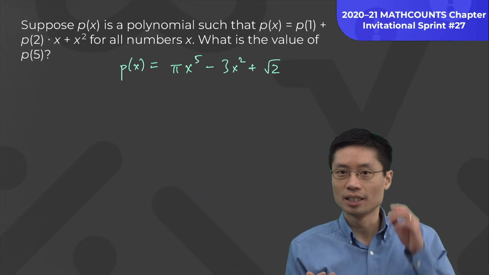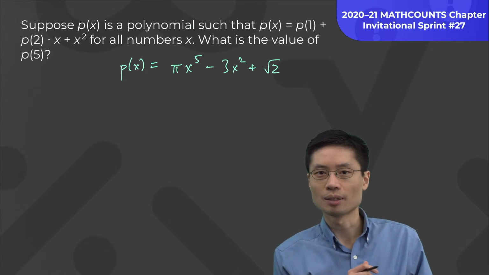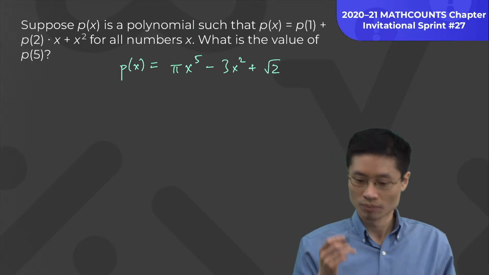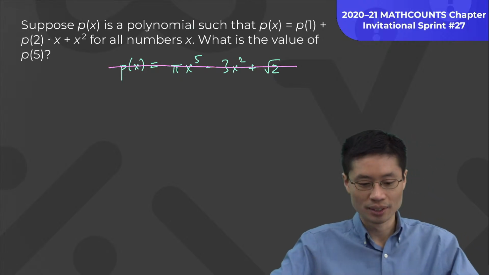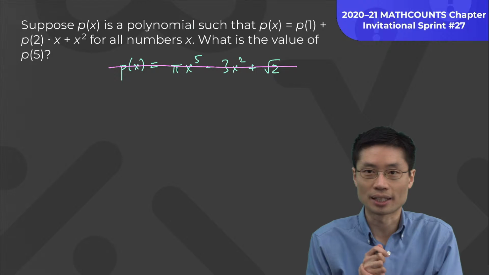But now I need to say p of x happens to have some property. Okay, interesting. So I'm going to block this out because that's not the actual polynomial. I'm just telling you the polynomial might look something like this.